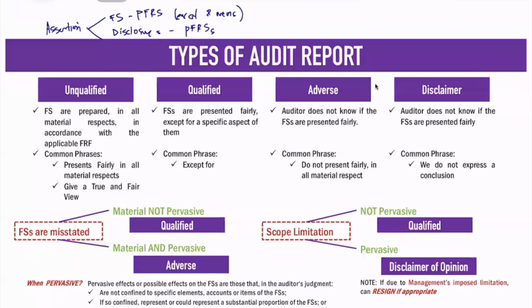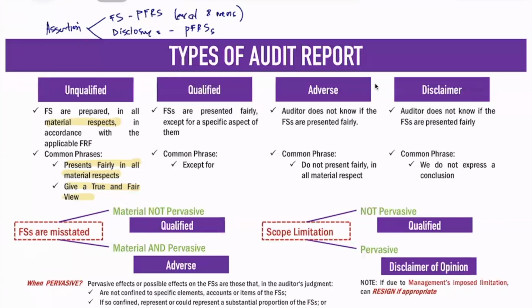So an unqualified report means that the financial statements are prepared in all material respects in accordance with the applicable financial reporting framework. In short, there's no departure from the PFRSs, particularly in evaluation and measurement, and also in your disclosures. The common phrases used in an unqualified audit report are that it presents fairly in all material respects, and at the same time, it gives a true and fair view. If that is the phrase, the audit report is unqualified.